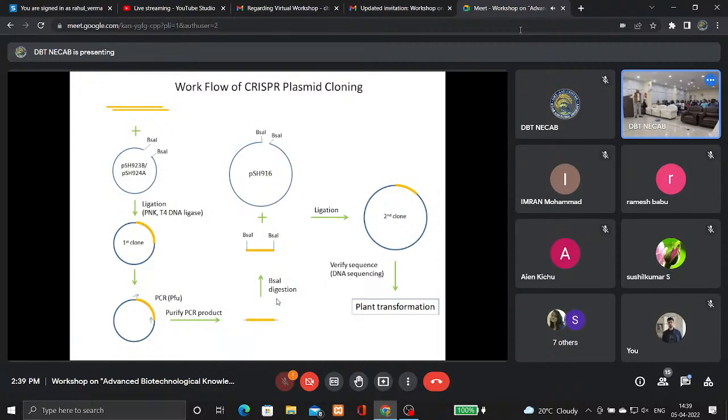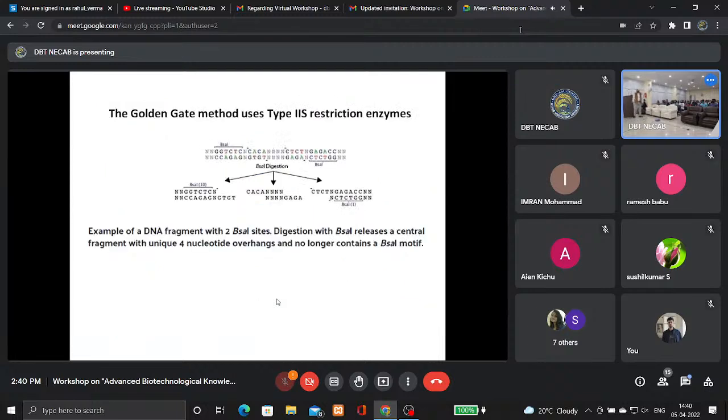Now we verify our guide RNA through sequencing. There may be chances of some mutations, so we need to verify. Once the cloning is complete and verification shows your guide RNA is perfectly right, this vector system is ready to be introduced into the banana. As I said, we use the Golden Gate method.